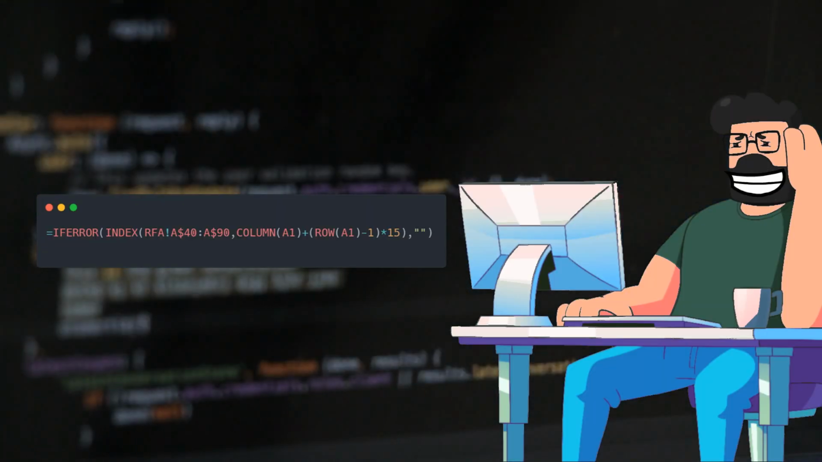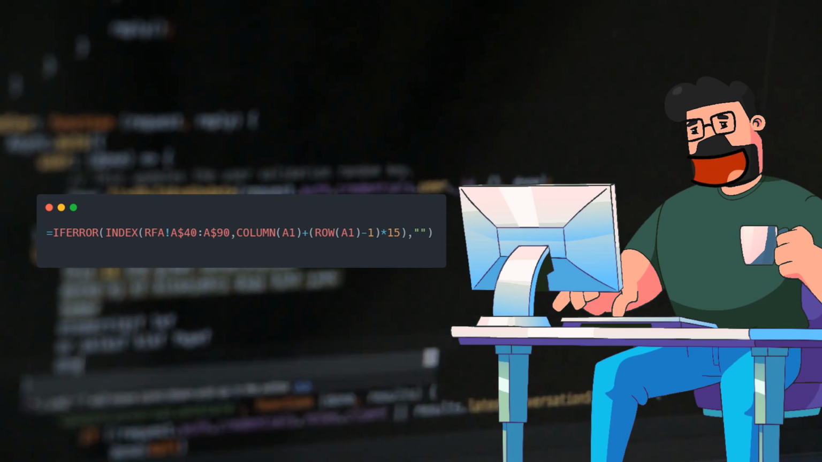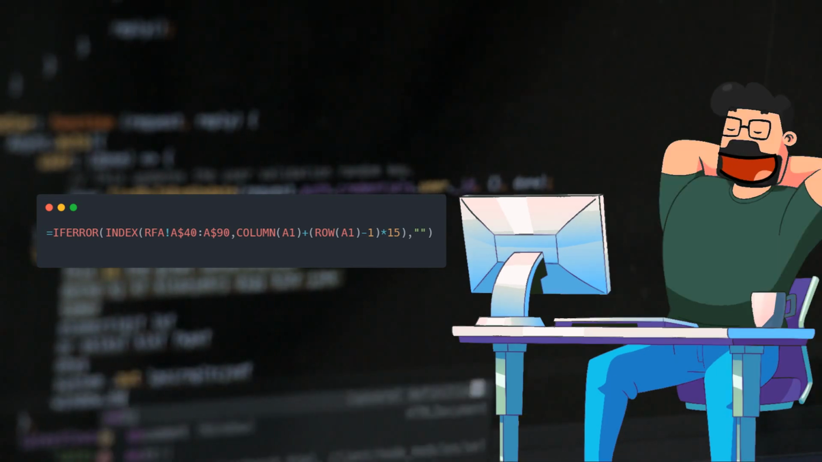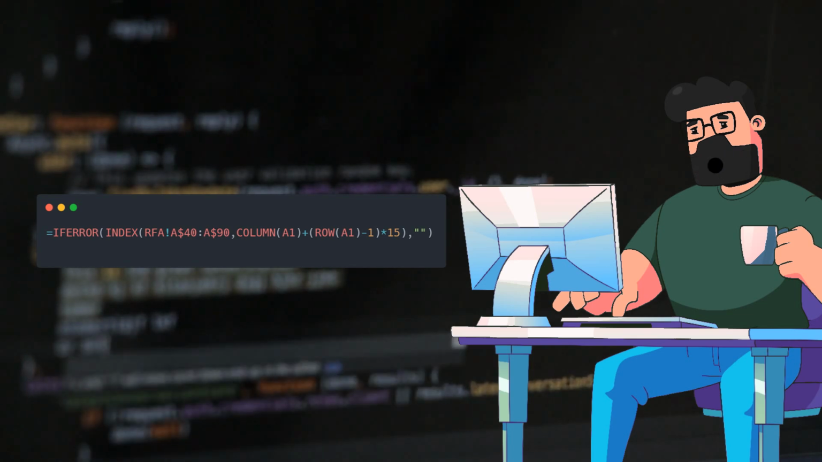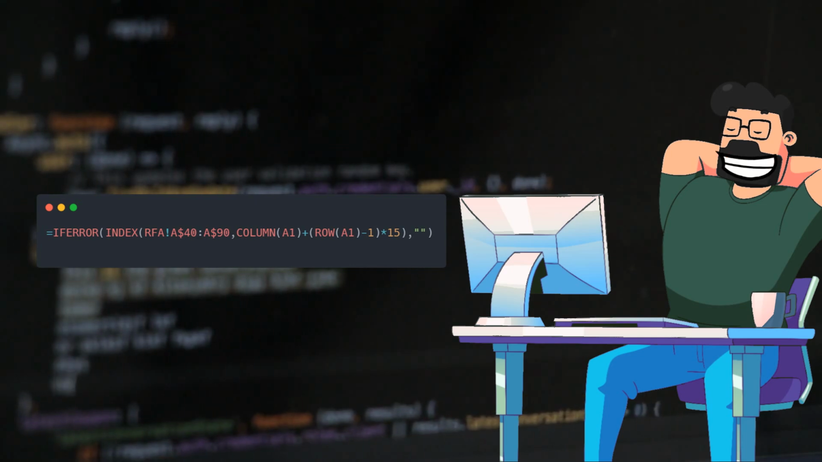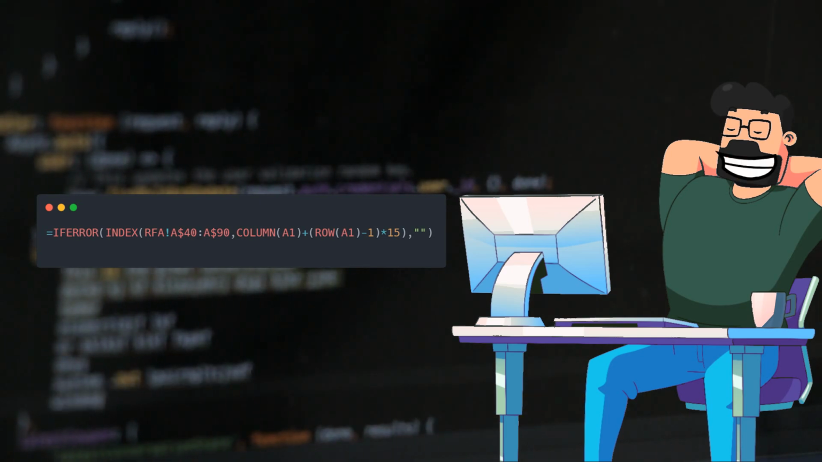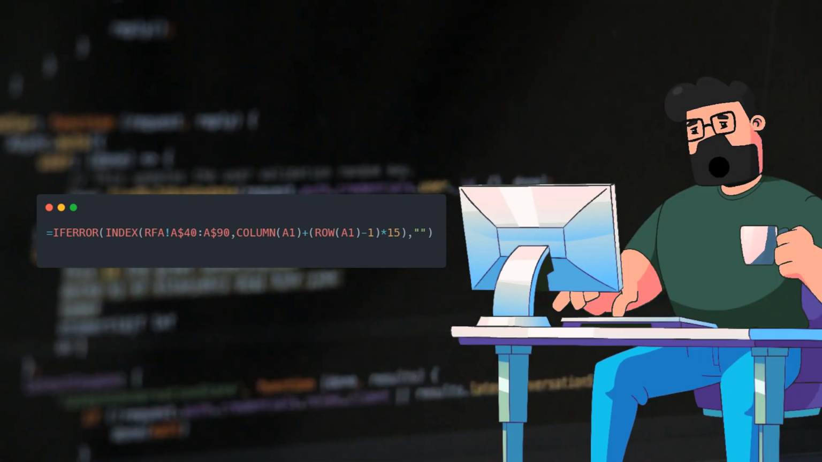Building on the previous solution, another approach to solving the repeating reference pattern problem is to use the formula =IFERROR(INDEX(RFA!$A$40:$A$90, COLUMN(A1) + ROW(A11) * 15)). This formula effectively generates the desired pattern of references by incrementing the row number in a structured manner. By applying this formula, you can achieve the desired outcome with ease and efficiency.